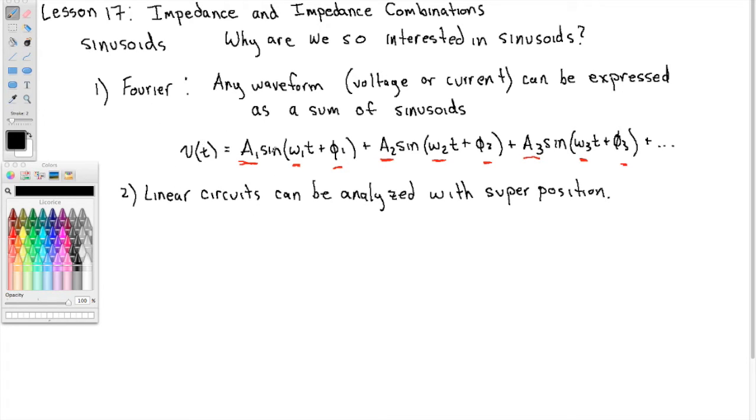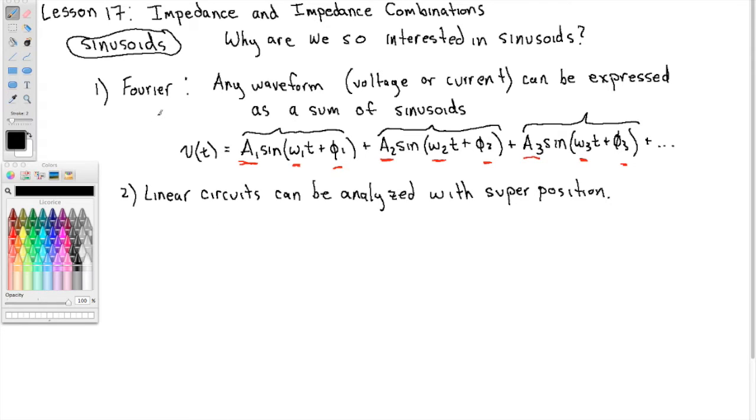So now let's put these two things together. If any waveform can be expressed as a sum of sinusoids, and superposition holds, meaning we can just find the contribution from this one, and then from this one, and from this one, and add them up, then all we really need to do is figure out how our circuit behaves from a sinusoid, one of them. This is why we're so interested in sinusoids.